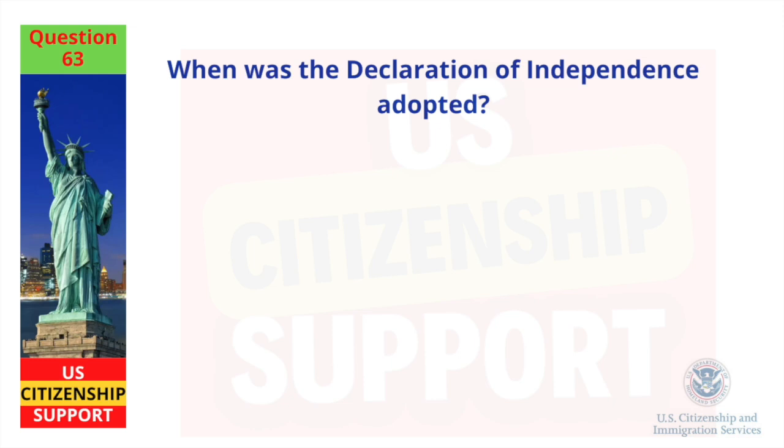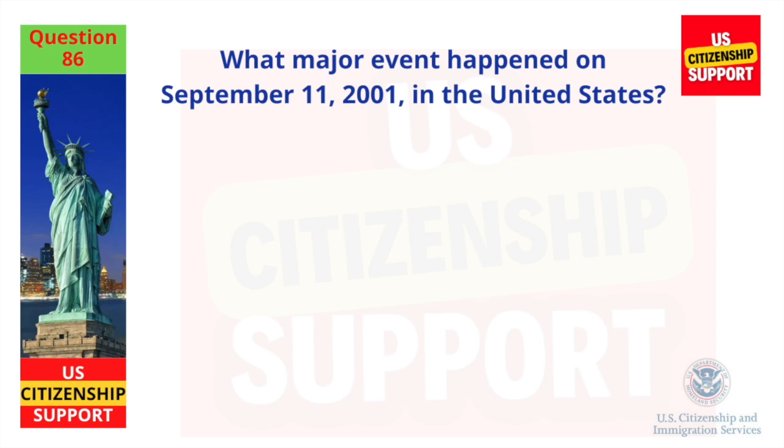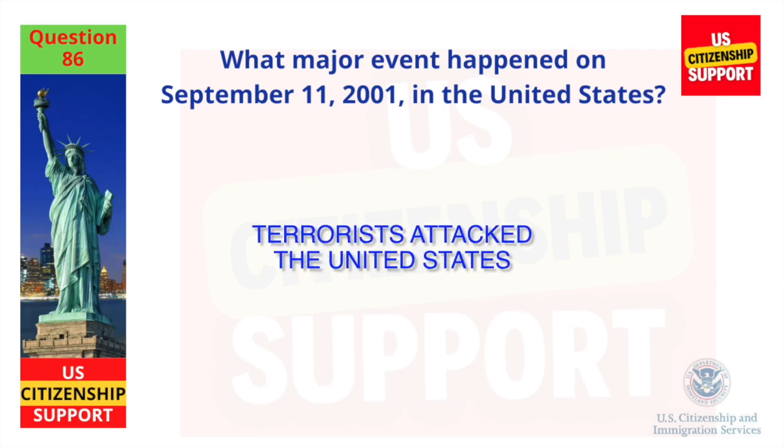When was the Declaration of Independence adopted? 4th, 1776. What is the supreme law of the land? The Constitution. What major event happened on September 11th, 2001 in the United States? Terrorists attacked the United States.